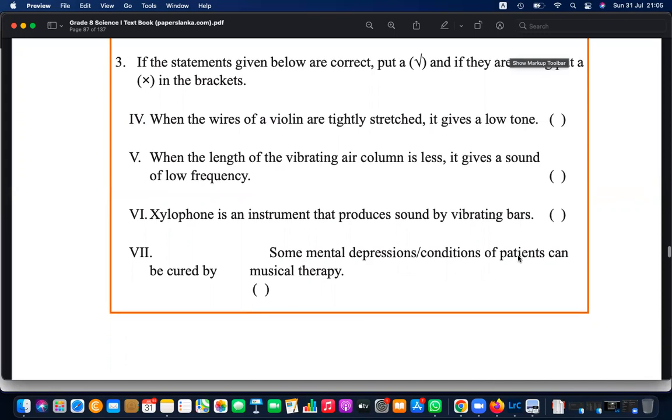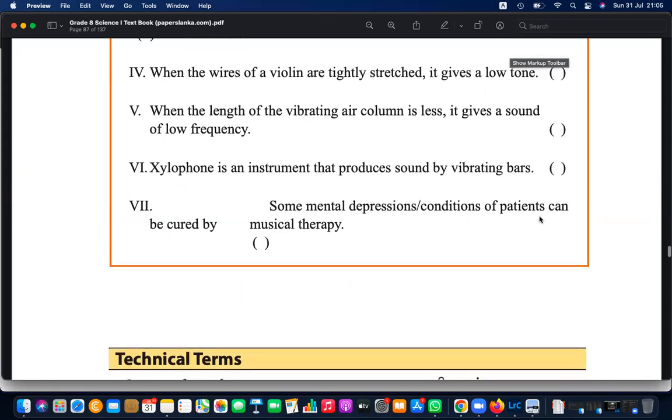Xylophone is an instrument that produces sound by vibrating bars. Yes, that is correct. Some mental depression conditions of a patient can be cured by musical therapy. Yes, it's also correct. We discussed brain waves. It's also correct. Okay, your answers are correct.